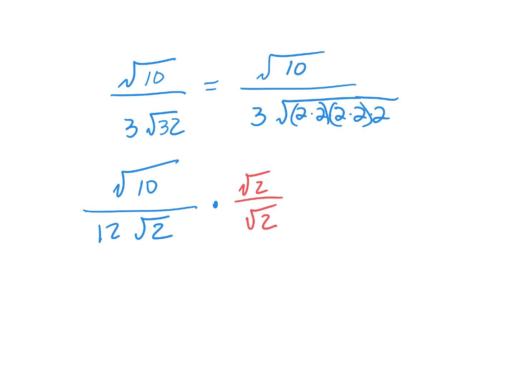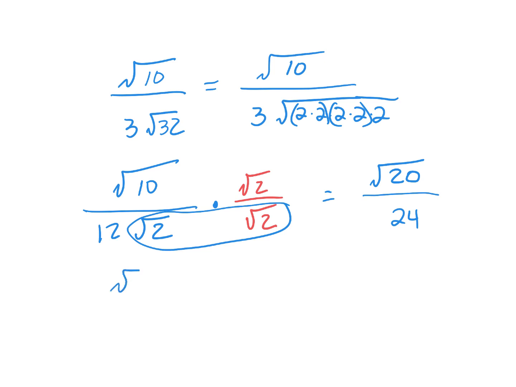Now, look what happens. So we've got root 10 times root 2 is root 20. Everybody see where I got the 20? And downstairs, root 2 times root 2 is root 4, which is a 2. So it's 24. So we're not finished. We got the radical out of the basement, but we need to make sure that the radical 20 can't be simplified. And radical 20, remember the 10 was 2 and 5? And then we added this other 2, so it's 2 times 2 times 5 over 24.